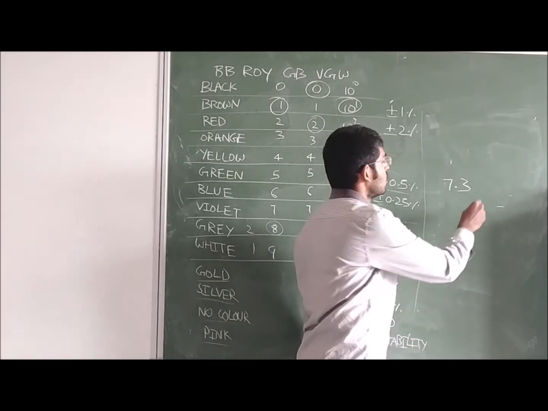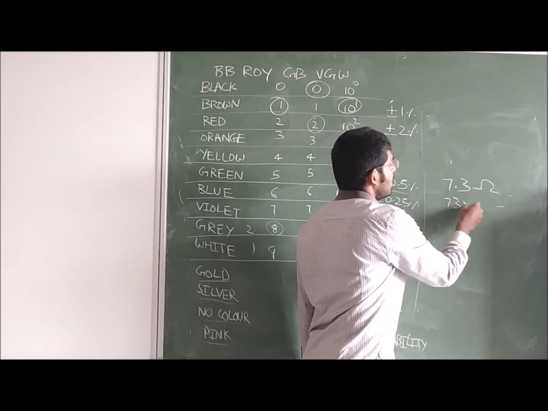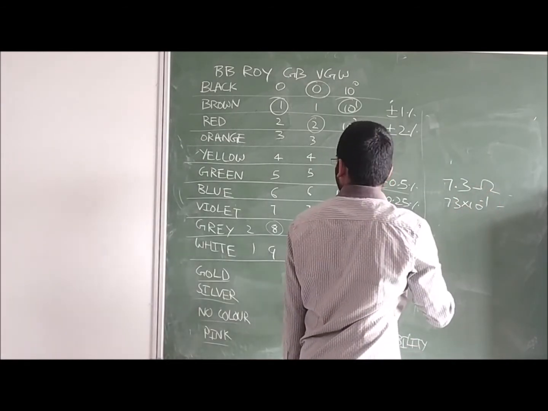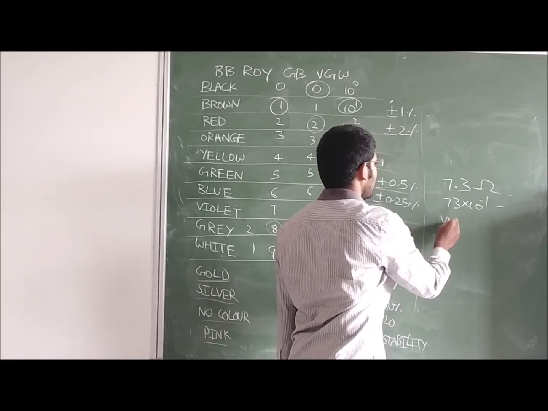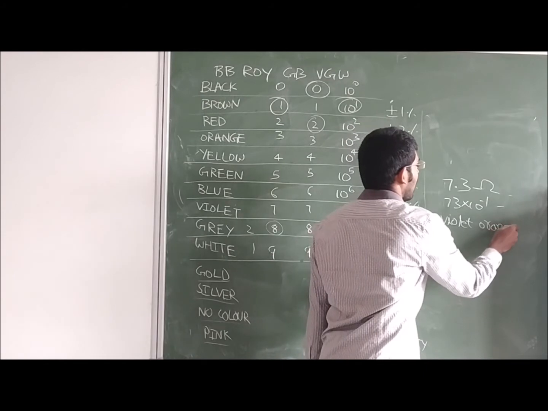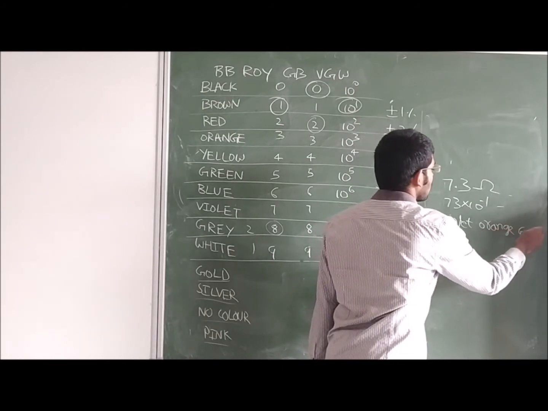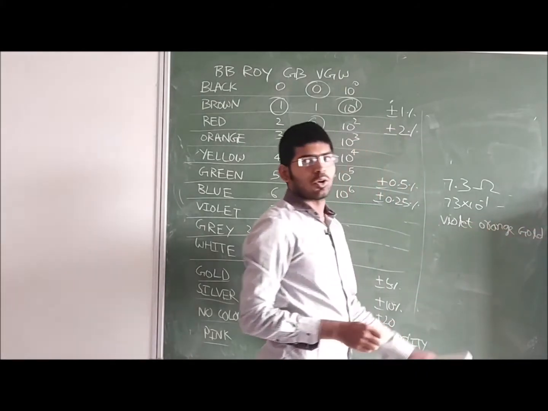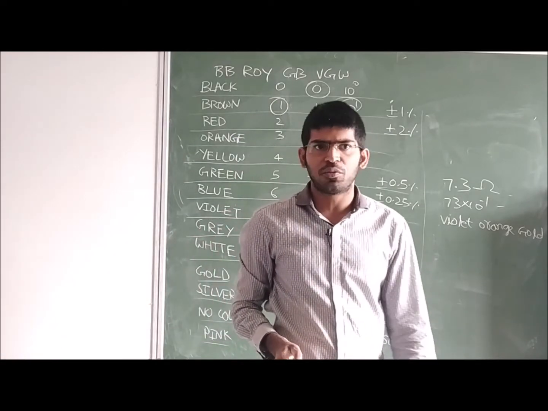7.3 ohms. This is 73 into 10 to the power minus 1. So 7 means violet, 3 means orange, multiplier gold. Okay, tolerance plus or minus 10%, silver we can take.